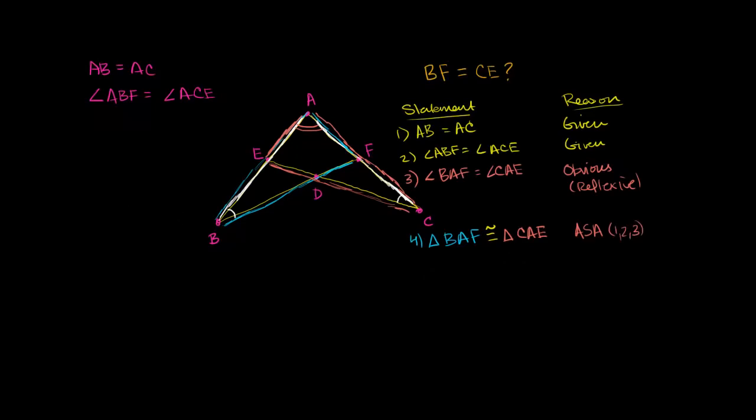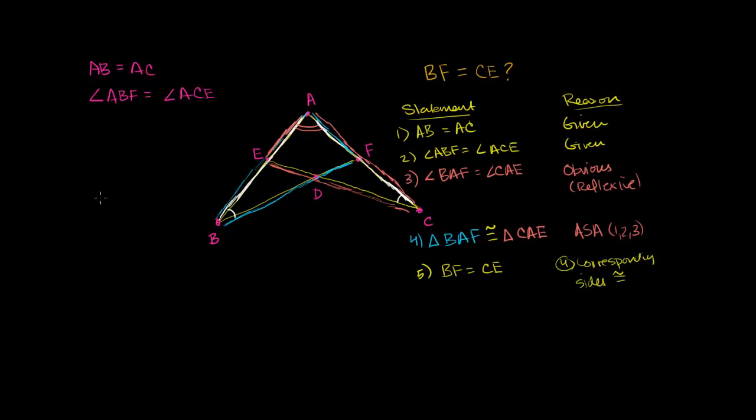We know that corresponding sides are going to be congruent. So we know our statement 5. I should do this a little bit neater. Statement 5, we now know that BF is equal to CE. And this comes straight out of statement 4. We could say corresponding sides are congruent.